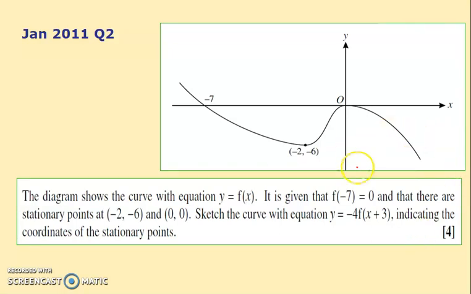So this is my curve. This is y equals f of x. And it says it is given that f(-7) is 0; if you put -7 in, you get 0 out. And it's got two stationary points, one here at (-2, -6), and one at (0, 0). Okay, we've got some information about that curve. Sketch the curve which has got this and this happening to it.